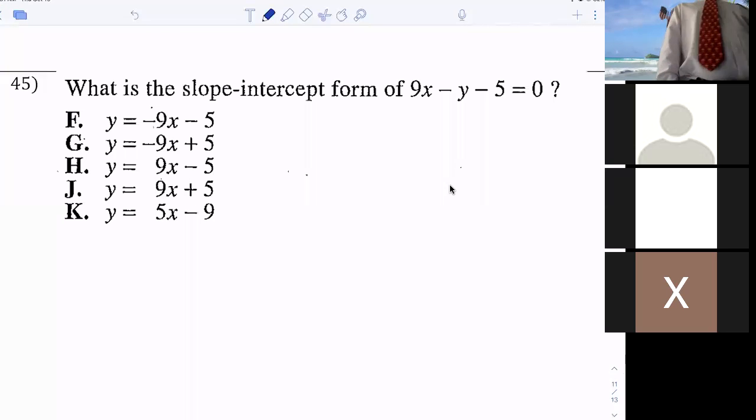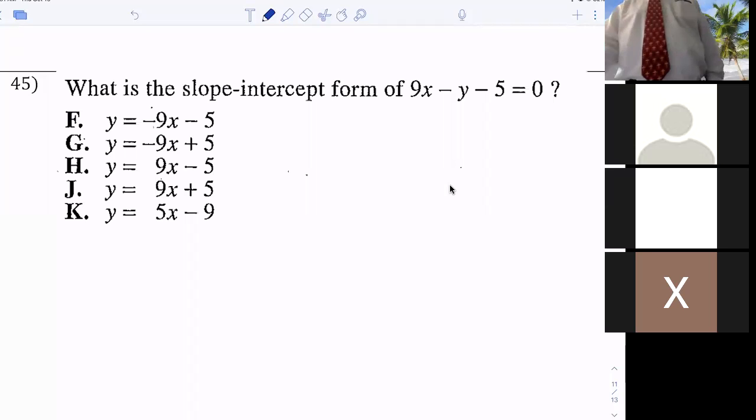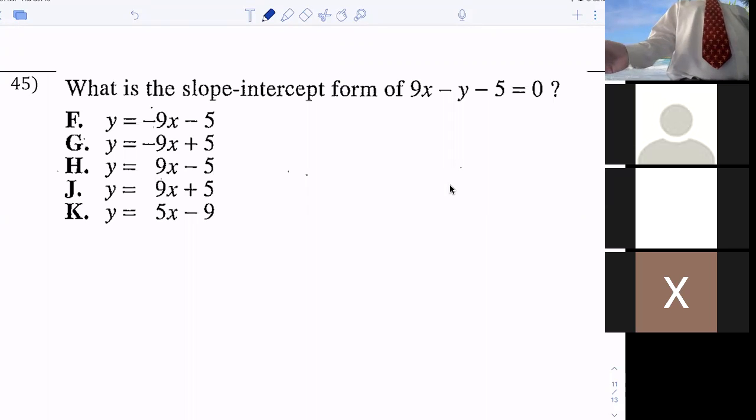What is the slope-intercept form? Did you get that one? Yeah. So you have to go... I know, but tell me what the answer is. I don't want to write the answer and then you say, yeah, see, I was right. I want you to tell me the answer so I can see if you're telling me the truth.